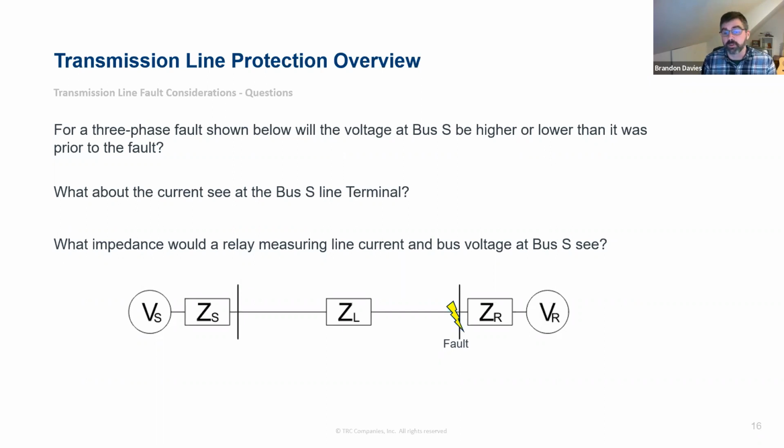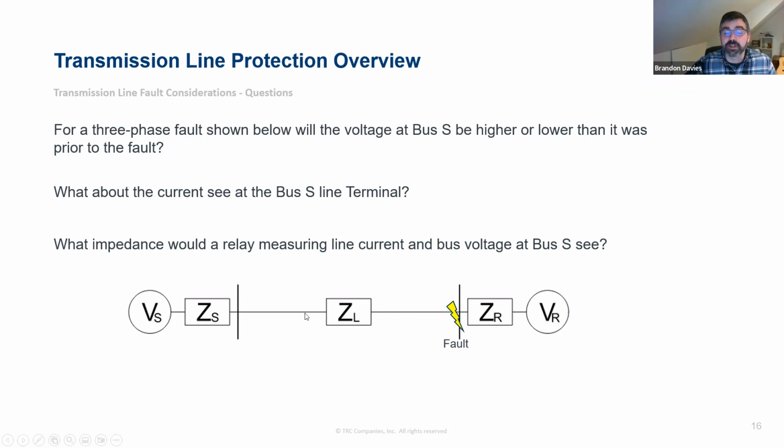How about the impedance? So if we're measuring voltage and current at this bus S, we can turn that into an impedance measurement. What impedance is that relay going to see for this fault case? High impedance. Well, this was the hard one out of these three questions. I've got a couple more slides with questions as well.